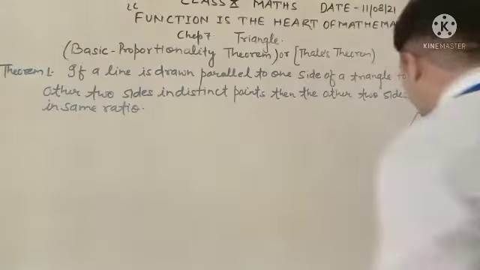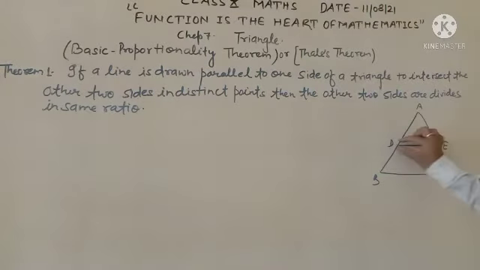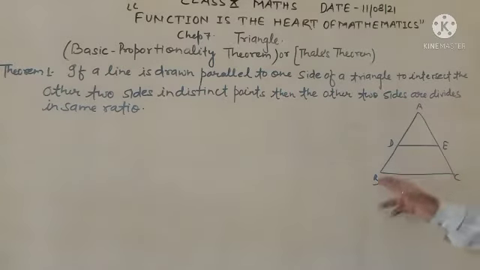Means you have a given triangle ABC. A line DE is drawn parallel to BC. Now, according to the theorem, it divides AB and AC in the same ratio. Means AD upon DB is equal to AE upon EC. This is the theorem. Now, how can we prove the theorem?